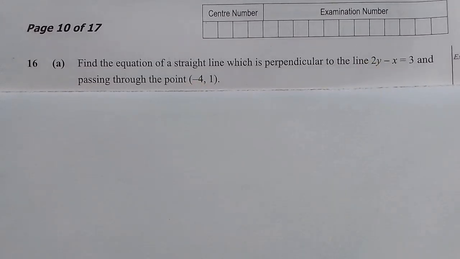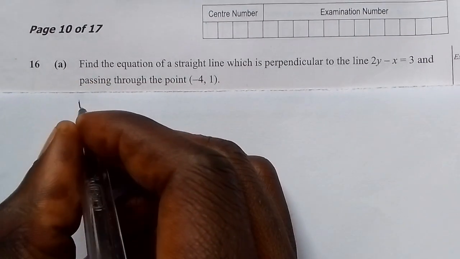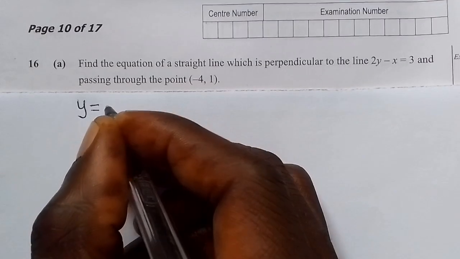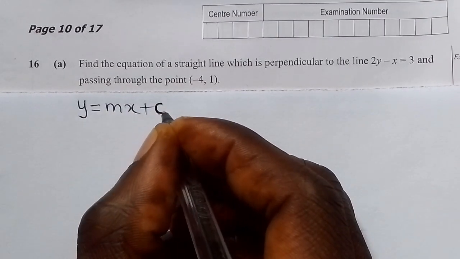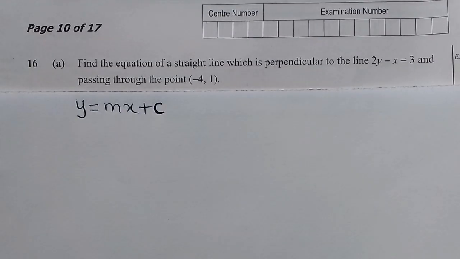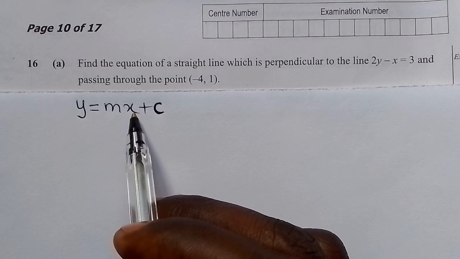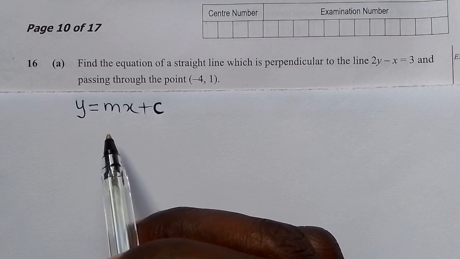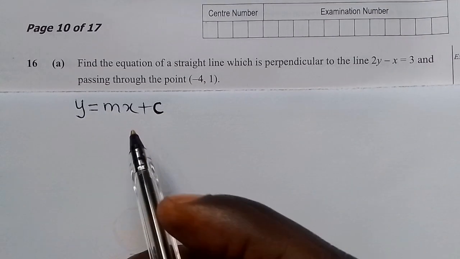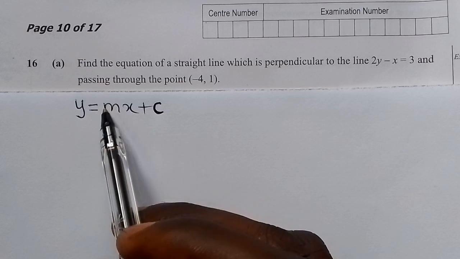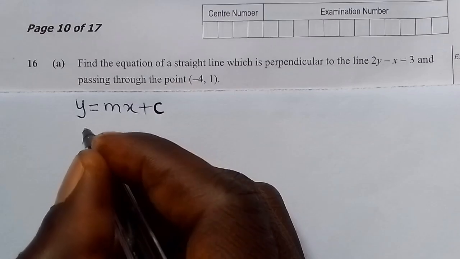So it all starts with this equation. We're going to change this equation in the form y is equal to mx plus c. Now, m is the coefficient of x and m is the gradient of a line. So if we change this equation into this form, we're going to get m just by looking at the coefficient of x. So let's start the process.